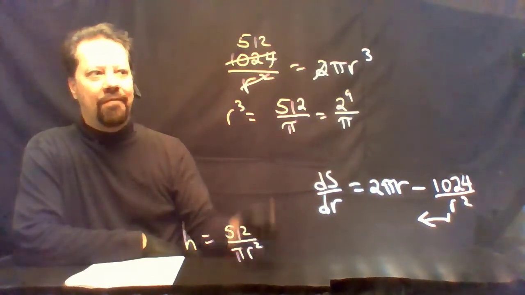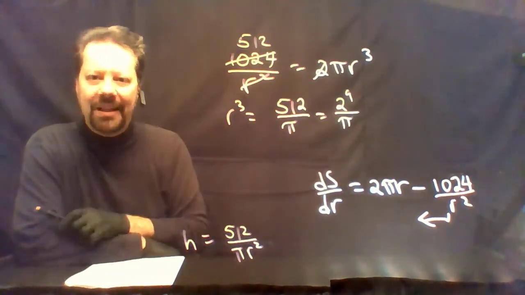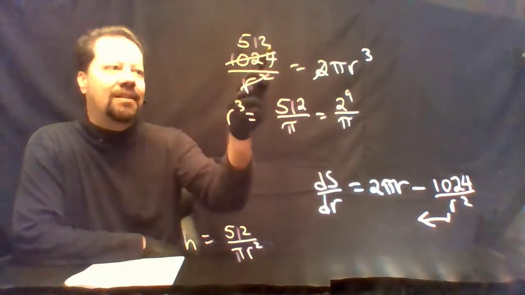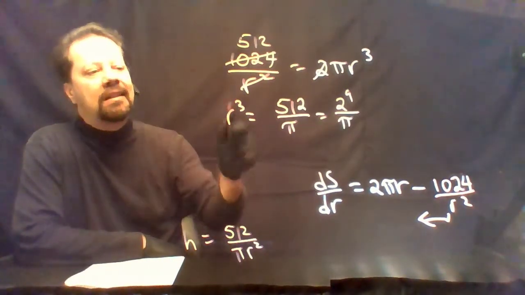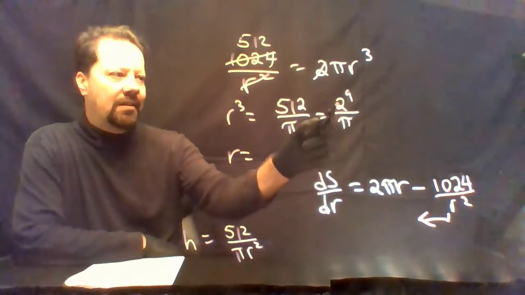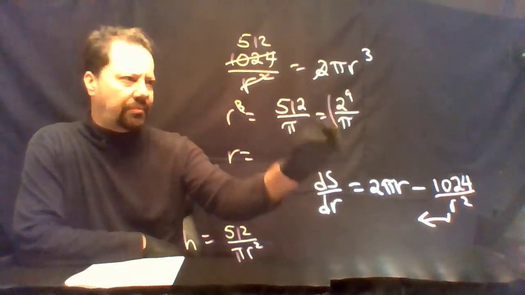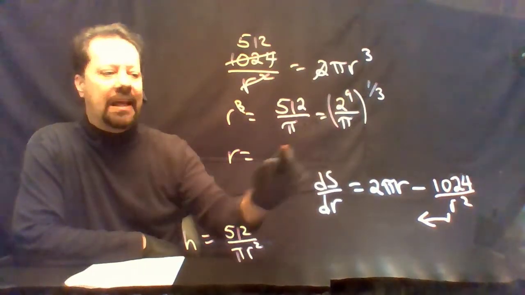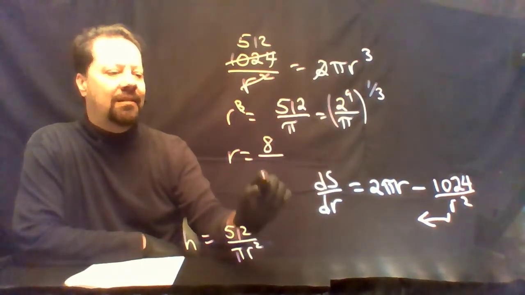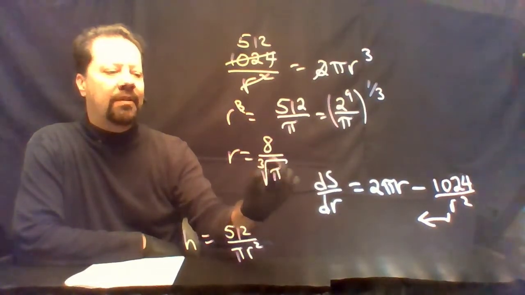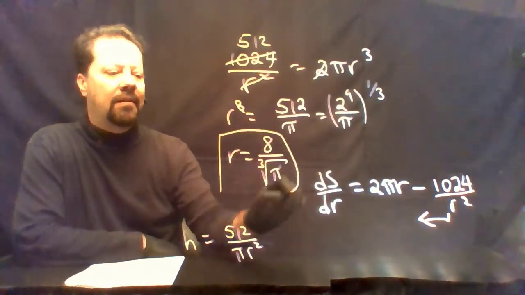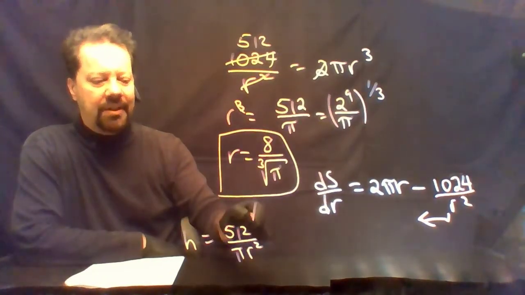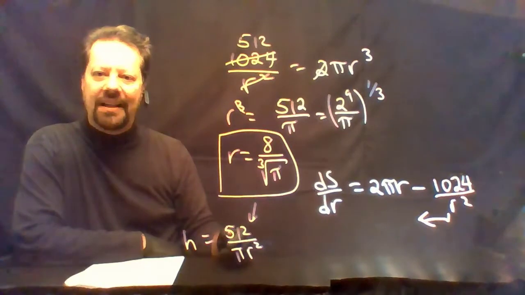1024 is 2 to the power 10. Everyone needs to know 1024 is 2 to the power 10. If we've knocked a 2 off of that, it's 2 to the power 9. You can see that r is going to be the cube root. We'll have 2 to the power 3, which is 8, divided by the cube root of pi. That's r. We substitute into the formula for h to find h.